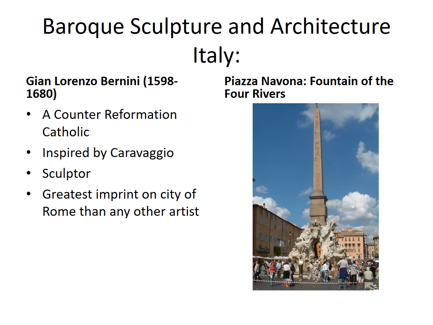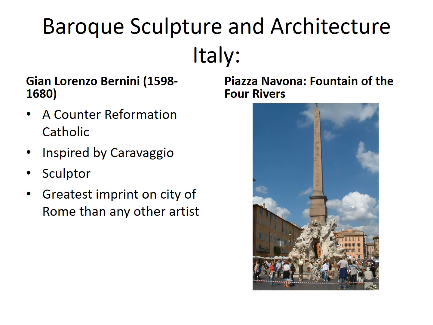He was inspired by an earlier Baroque artist, Caravaggio, who did a lot of very violent and passionate and emotional art. He was a sculptor primarily, but eventually he will also do a lot of architecture as well. Bernini probably left his greatest imprint on the city of Rome of any other artist, because as St. Peter's Basilica and the Vatican apartments are being redesigned and redone during this time period, his fingerprints are all over it. He was patronized by the papacy to design a lot of that.